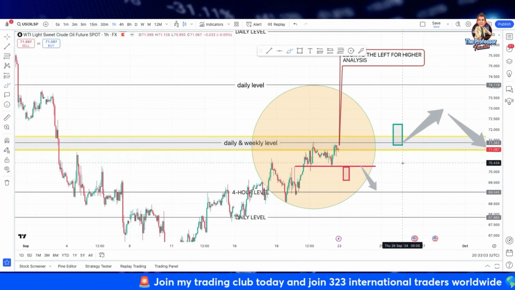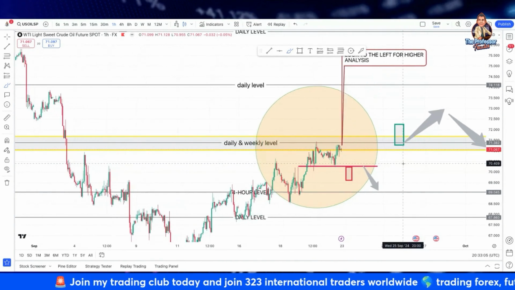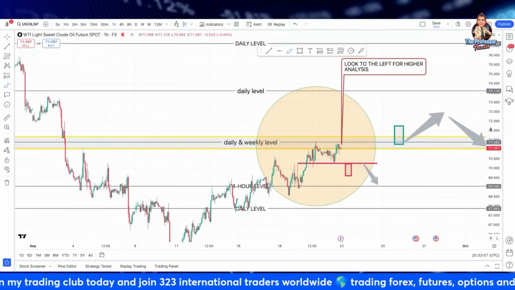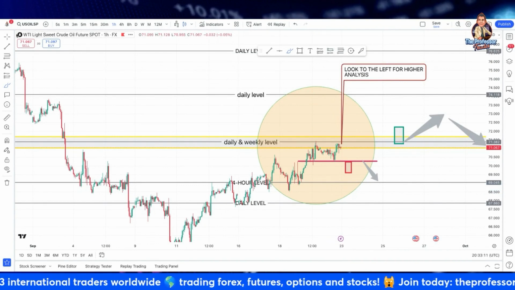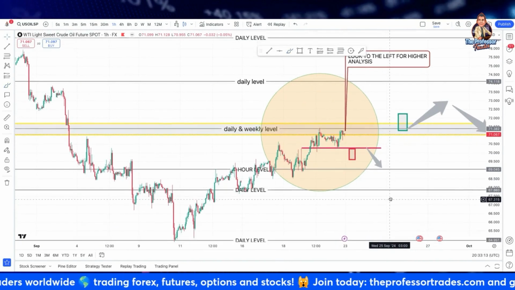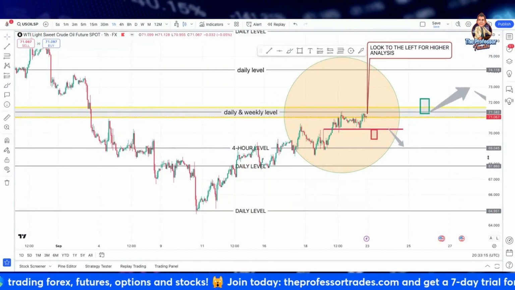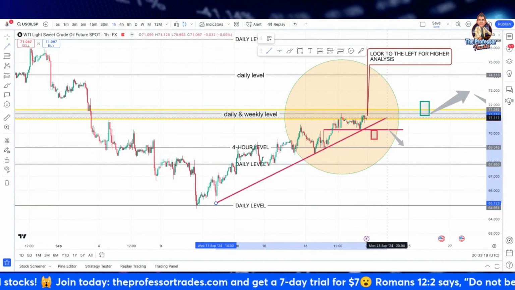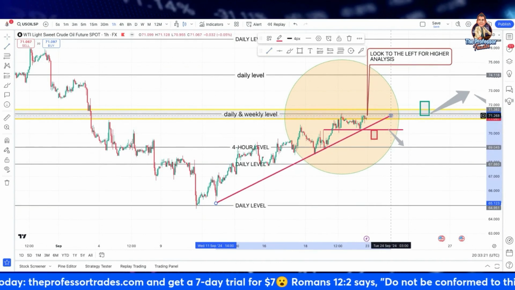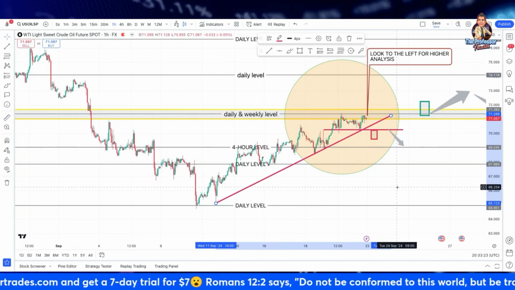This is why we start dropping down to the smaller time frames. But here, as we are on this 1 hour, let me get rid of this and mark this up. As we are on this 1 hour level, it's very, very clear, and it doesn't have to be perfect, that we are riding that trend line to the topside.